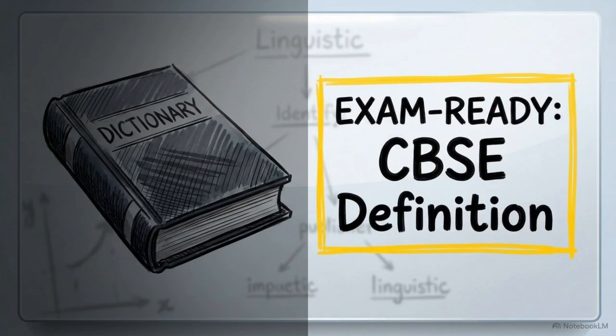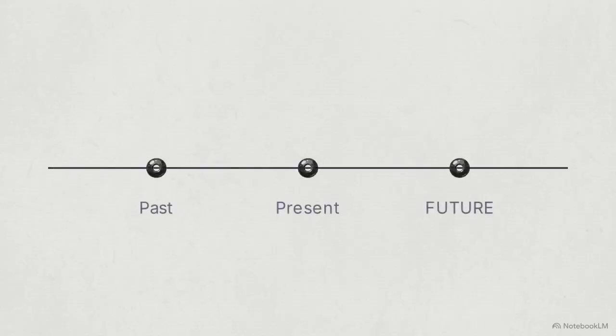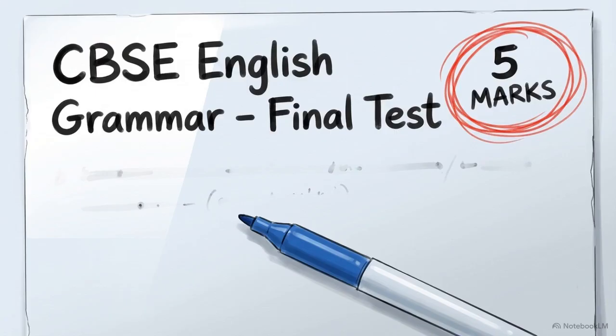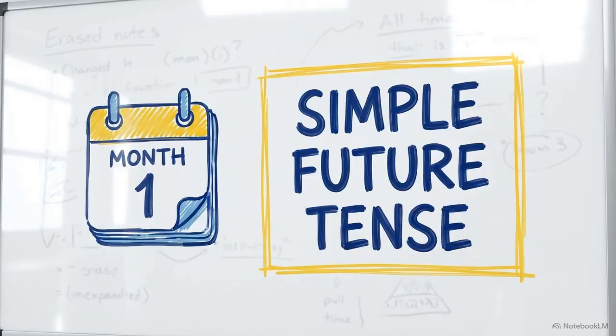For your board answers, use this simplified version: the verb form used to describe actions or events that will happen in the time to come. At its core, this tense focuses entirely on what is yet to occur. Understanding this baseline definition is the first step towards accurately completing the 5-mark board-level test at the end of this lesson. We start with the simple future tense.